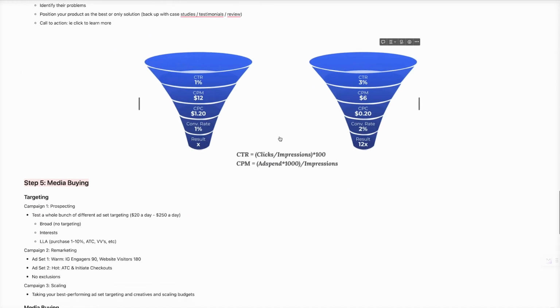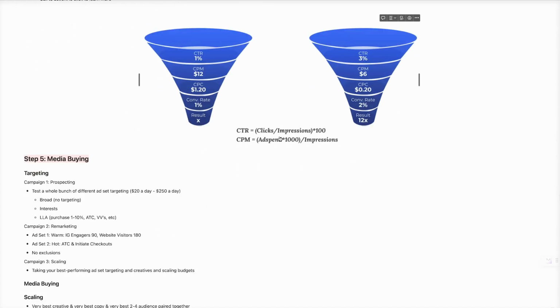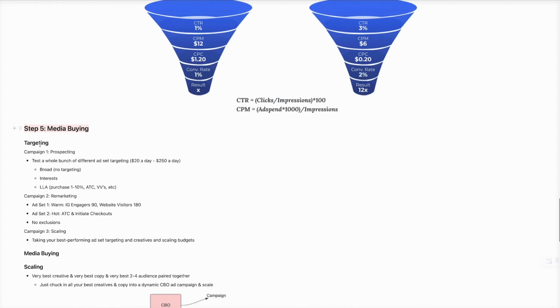Now, step 5 is the media buying. Again, least important, but still is important to know these things because it does make a difference, right? And so targeting, first of all, for your campaign structure, I'd break it down into 2 campaigns, right? You have your campaign 1, prospecting, campaign 2, remarketing, right?